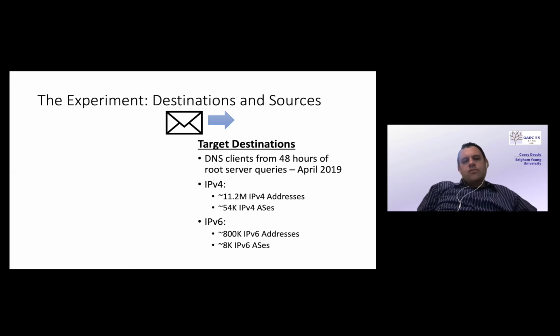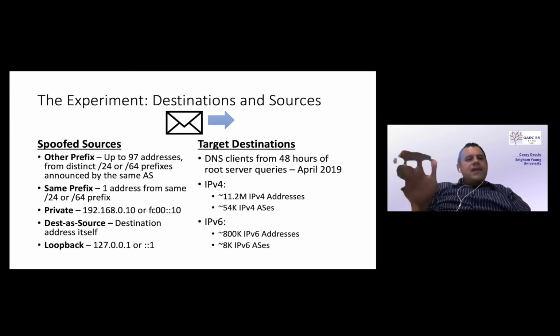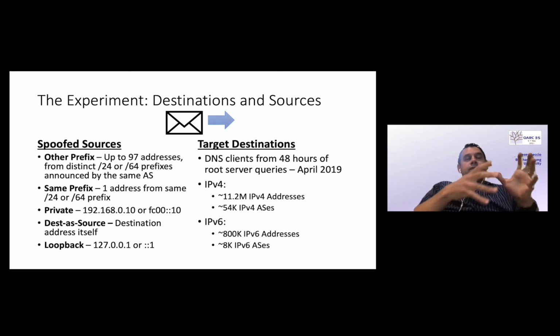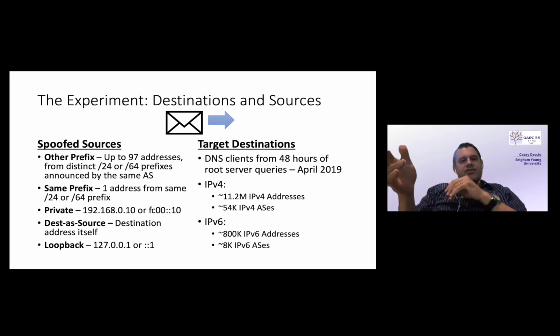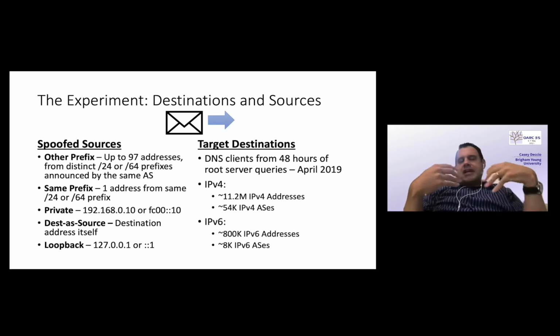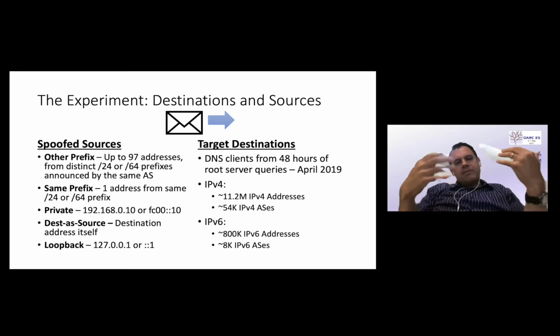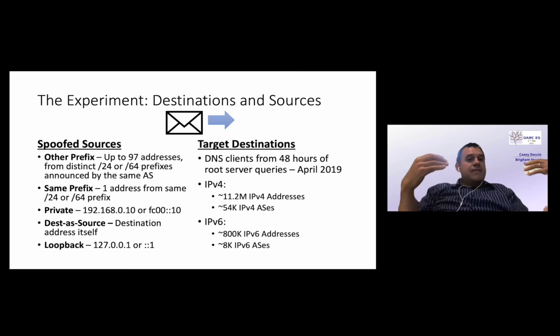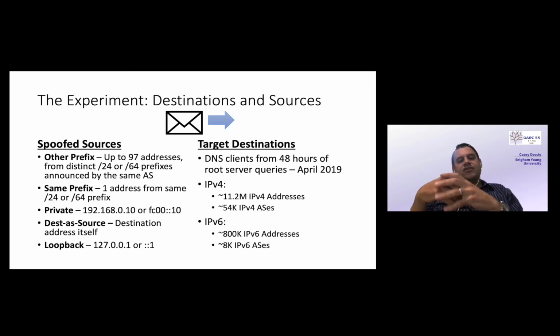In terms of sources, we used 5 categories of source IP addresses from which we crafted queries to go to these destinations. The first category was what we called other prefix. That was the idea that the ASN was announcing a bunch of prefix address space, so we selected about 97 addresses from different /24 or, for IPv6, /64 prefixes announced by that same ASN, but that weren't the same /24 or same /64 as the target IP address itself.